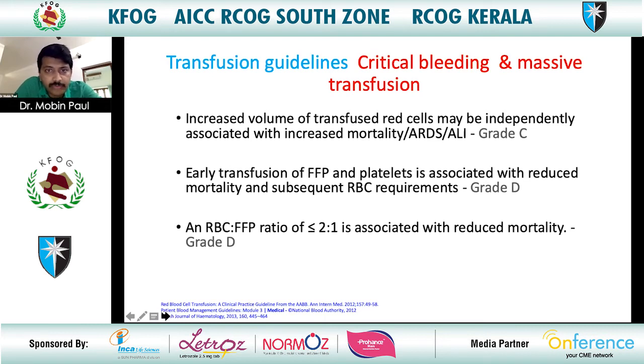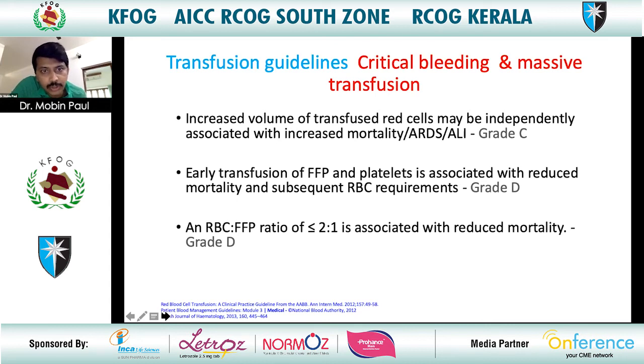Early transfusion of FFP and platelets is associated with reduced mortality and subsequently reduced RBC requirements. Most of the time, the order comes for 3 packed cells or 2 packed cells. Try to get this idea in the brain. It's crisis time, everyone will be on their toes, but give some thought to this.